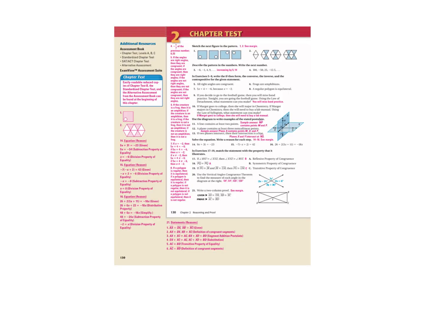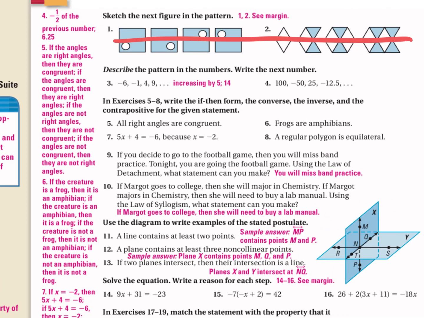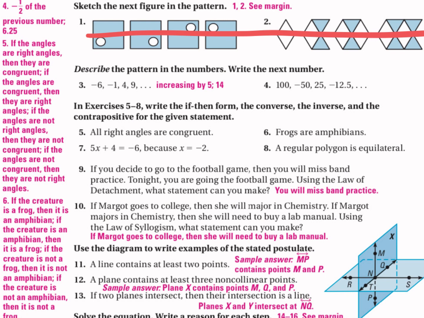Okay, so for this one, again, I took off these two questions. I'm not going to give you pictures that you'll have to complete the pattern, but I might give you numbers. So notice in this pattern, to go from -6 to -1, we added 5. Same thing here, add 5, add 5. So it's increasing by 5.